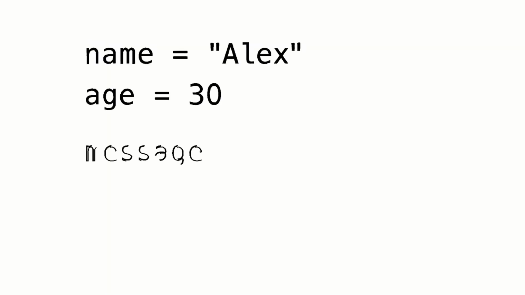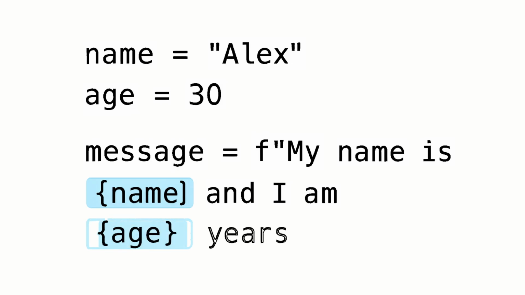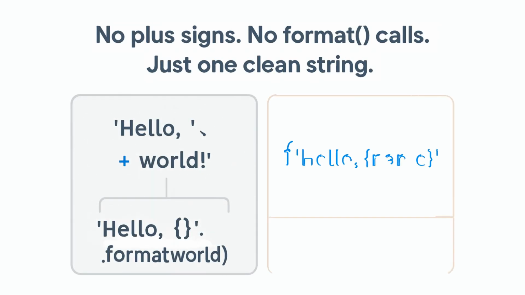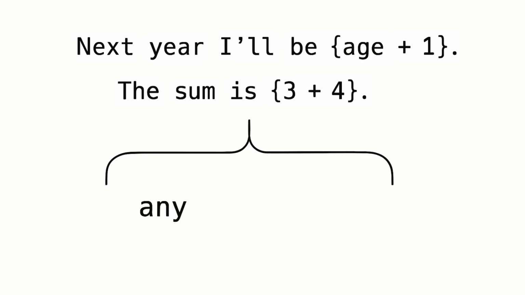For example, name = "Alex", age = 30. Then you write message = f"My name is {name}, and I am {age} years old." Python replaces what's inside the curly braces with the actual values. No plus signs, no clunky format calls, just one clean string. You're not limited to variables. You can put any expression inside the braces, like f"Next year I'll be {age + 1}" or f"The sum is {3 + 4}".